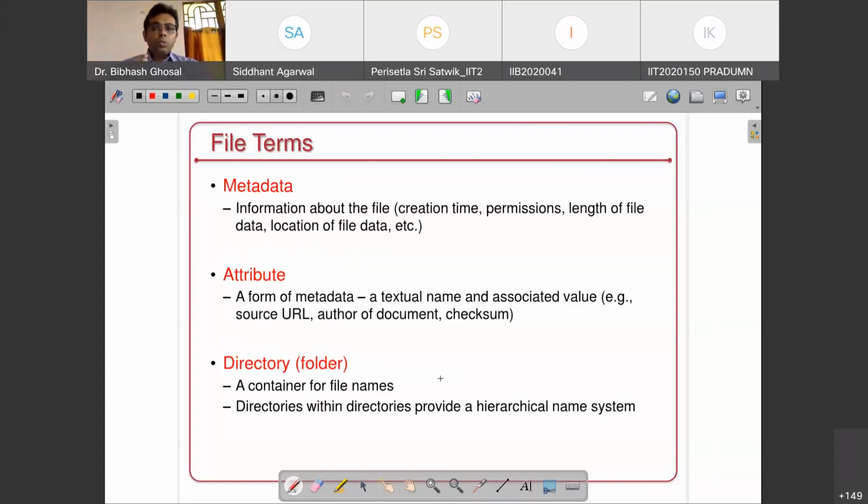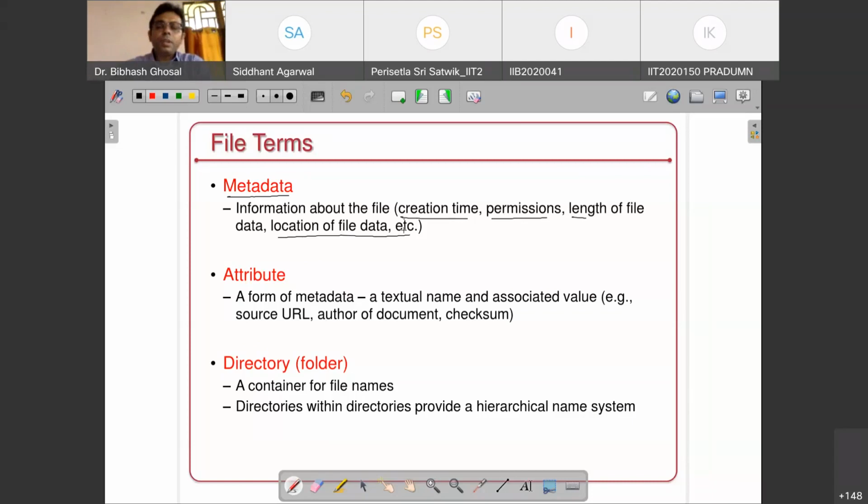Now, in addition to the actual content of the file, which we call the data, every file has some metadata associated. What is metadata? Some additional information about the file. What is that? The additional information will be the creation time, the permission, the length, the location of the file data, etc. So these are the different information that you have.